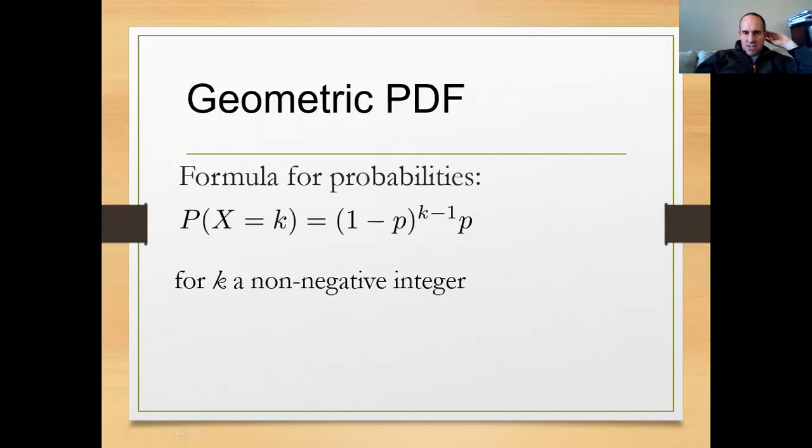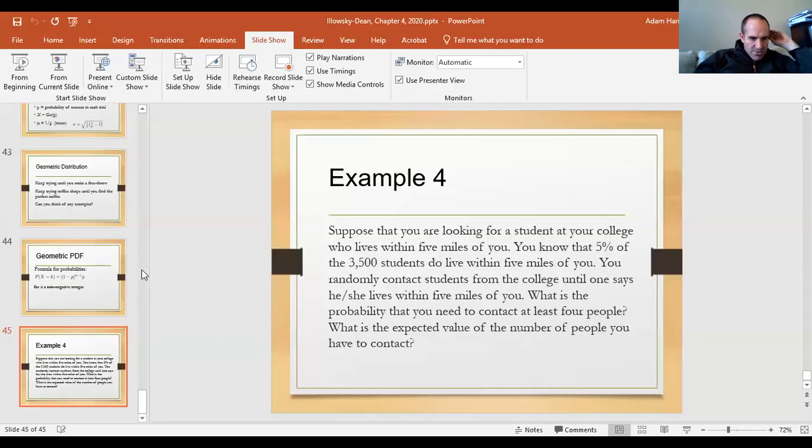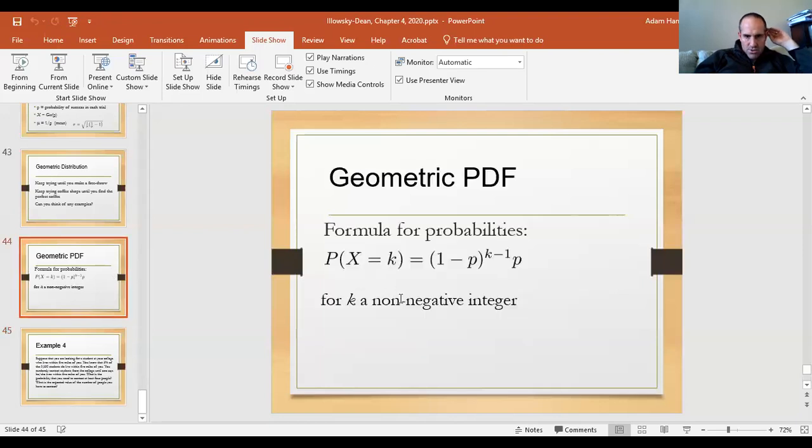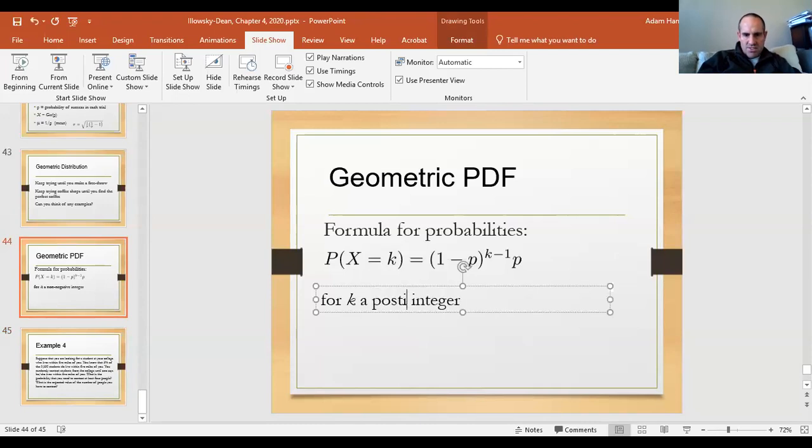Let me just fix this right now. It's not just a non-negative integer, it has to be positive. K is a positive integer, because I have to perform a trial in order for there to be a success. So we save that and then we'll go back in here.